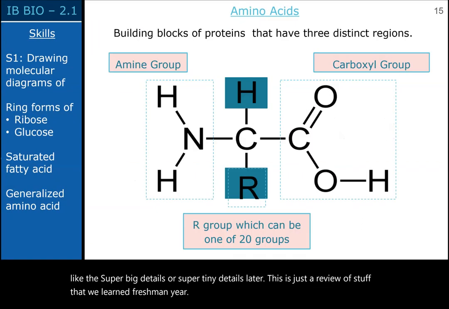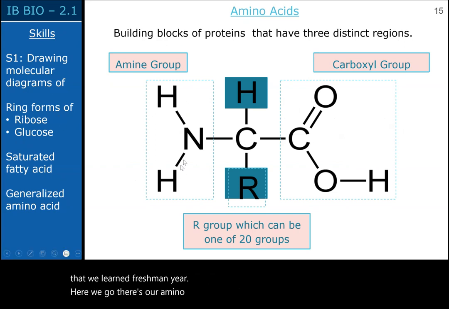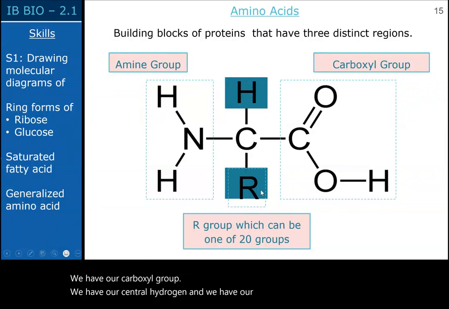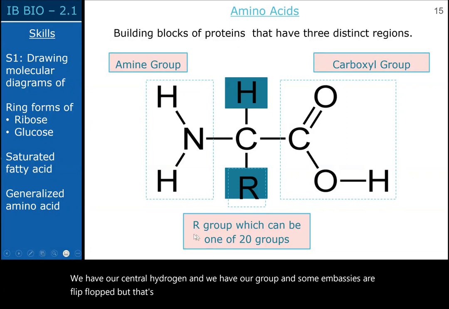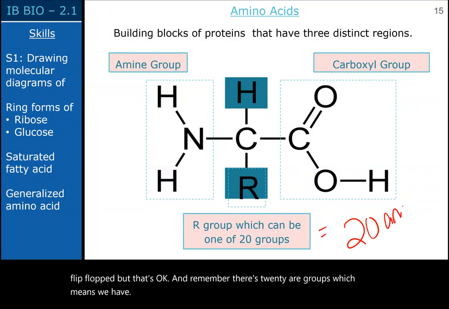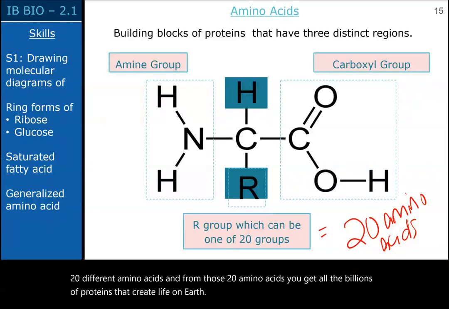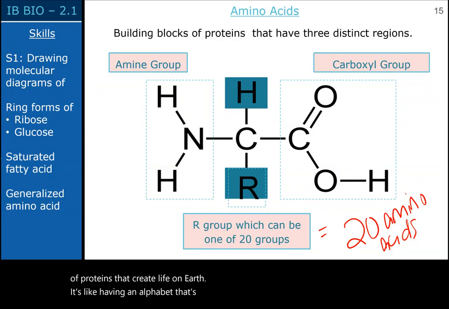Here we go. There's our amino acids. We have our amine group, we have our carboxyl group, we have our central hydrogen, and we have our R group. Sometimes these are flip-flopped, but that's okay. And remember, there's 20 R groups, which means we have 20 different amino acids. From those 20 amino acids, you get all the billions of proteins that create life on Earth. It's like having an alphabet that's 20 letters long.